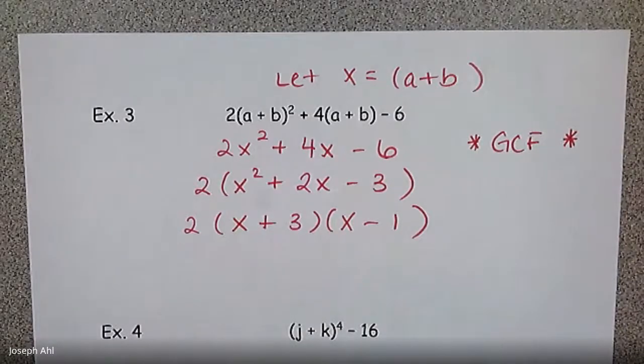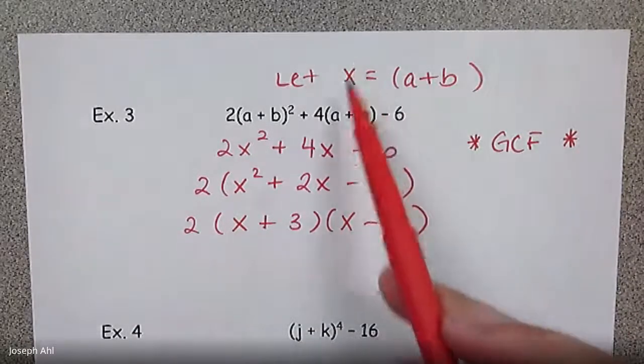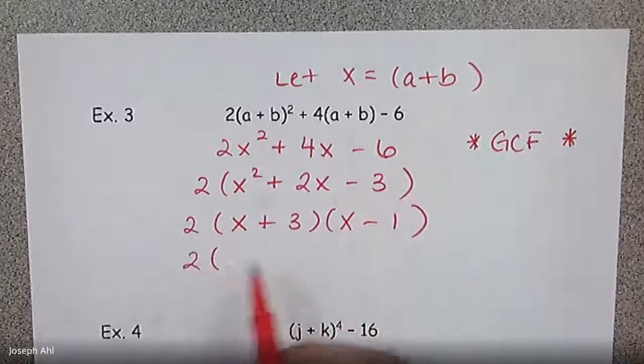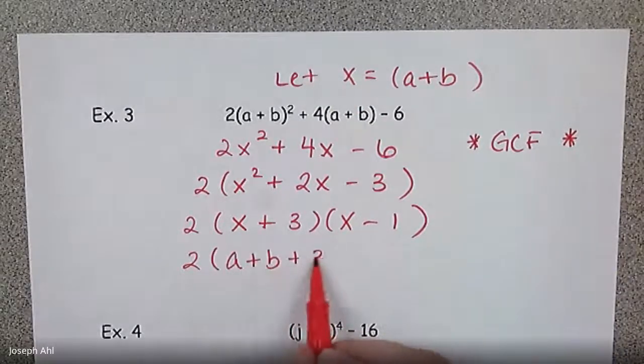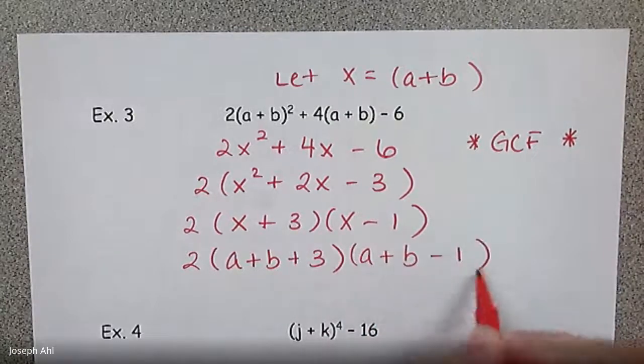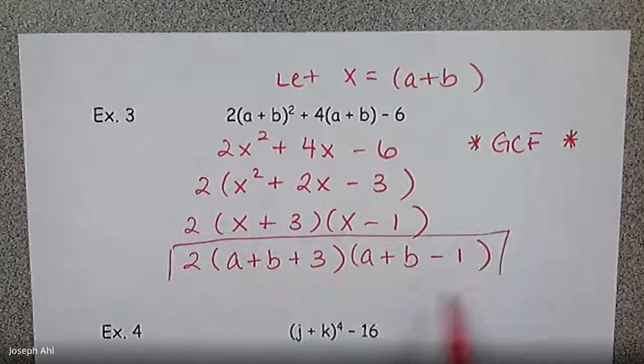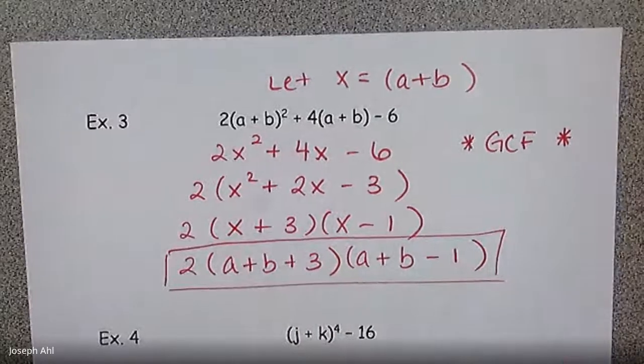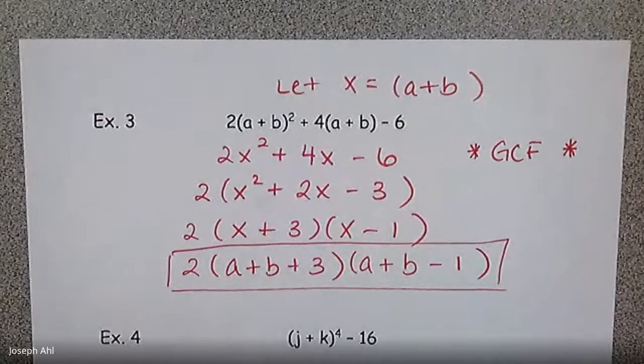And don't forget about that very last step. We used x as a dummy variable, but it really represents a plus b. So the final answer would be 2 times the quantity a plus b plus 3, times the quantity a plus b minus 1. This one I think would have been tougher if I didn't use a dummy variable. If I tried to distribute all that out and figure out how it factored, it probably would not be as simple as I just made it in this example.